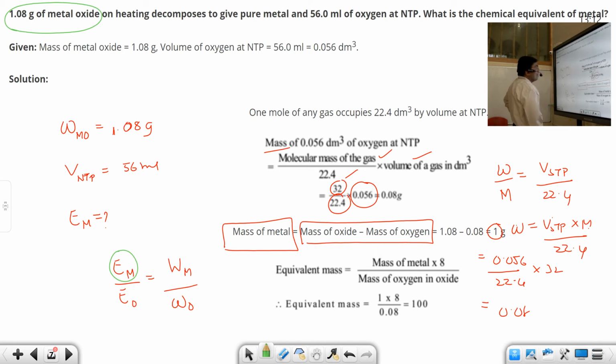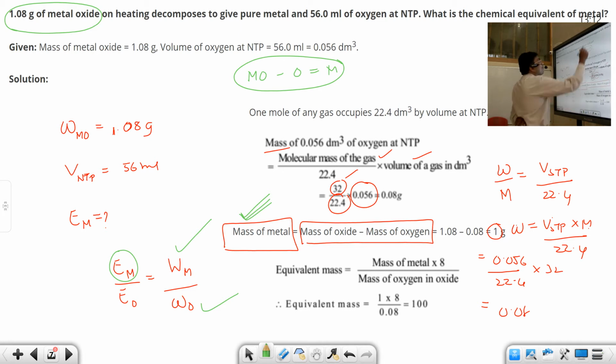You are expected to know mass of metal. So in order to know mass of metal, you should know mass of oxygen, because metal oxide minus oxygen gives what? Metal. Okay. So now you know the metal and you know the oxygen.